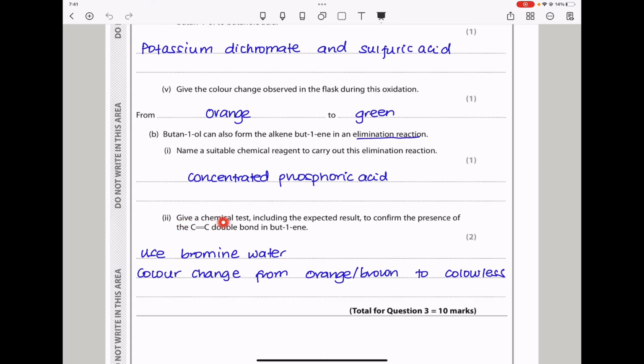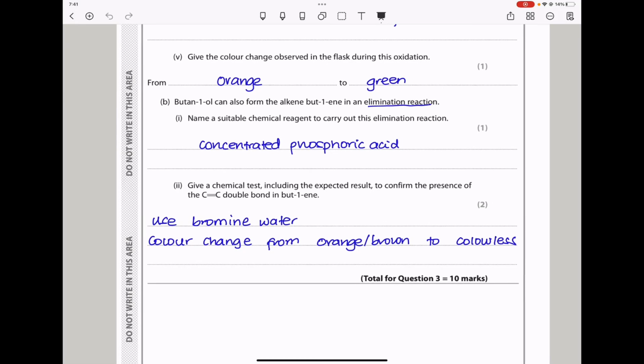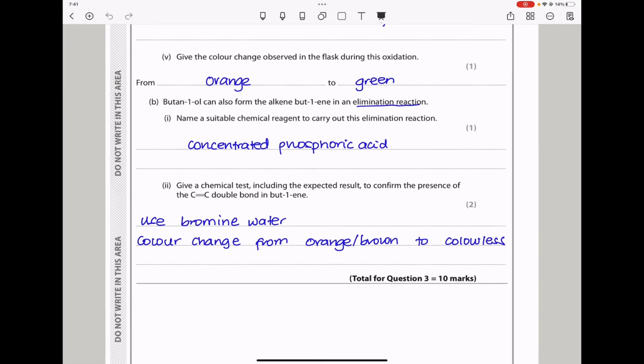And then they say give a chemical test, including the expected results, to confirm the presence of a carbon-carbon double bond in but-1-ene. Here we use bromine water, and the color changes from orange-brown to colorless. So this brings us to the end of question 3. Let's continue to question 4.